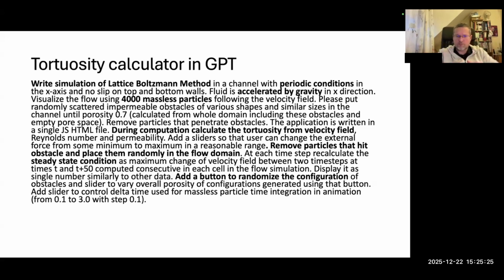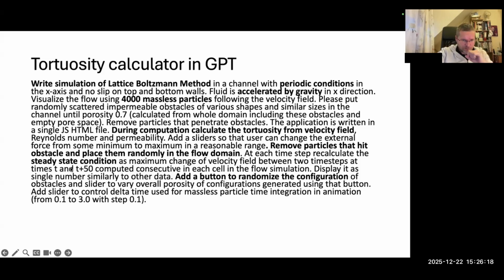Now, why is this a single prompt? Why do I have information about the right simulation of lattice Boltzmann in periodic boundary conditions, accelerated by gravity, with particles? Then there are some details. I just made it bold where something important is there. So during computation, calculate tortuosity from the velocity field, because there are two ways of computing tortuosity. Yes, two most standard. I selected one. I didn't have to put information about the equation here, although I could do that. But if you know anything about tortuosity, then you know that if you compute from velocity, there is a particular equation to use. Now there are some details about the user interface and so on. Remove particles that hit an obstacle, for instance, and so on.